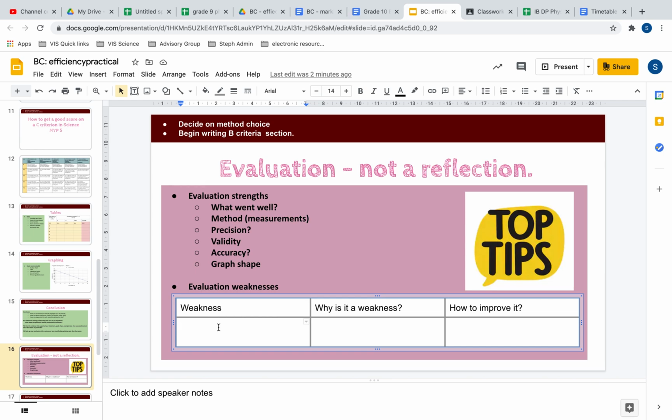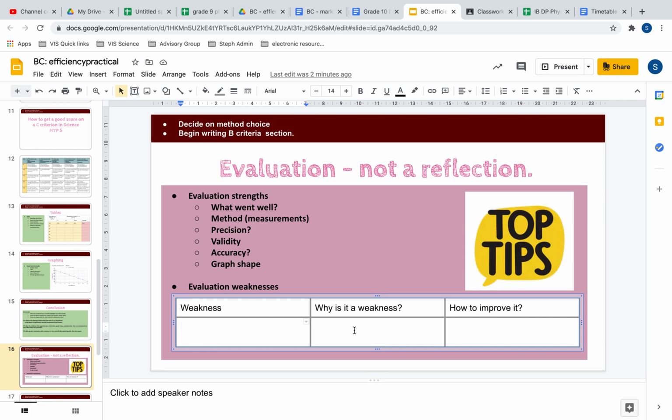Maybe all the digital thermometers were being used, so you had to just use the glass thermometer, which is less precise. Okay, so you could put in all these different things for weaknesses. Again, thinking about how does it affect your accuracy, how does it affect your precision. You want to then explain why it's a weakness. So for example, again, try and use the word accurate or precision in there.